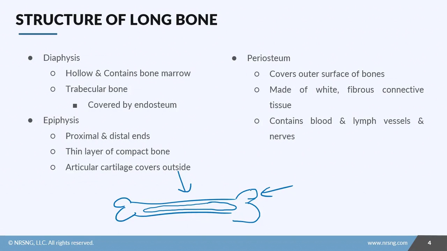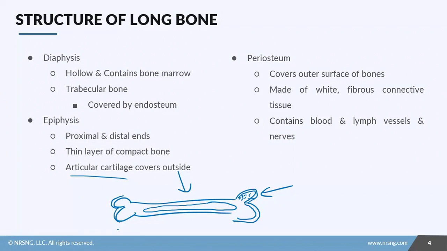In the epiphysis, you have a thin layer of compact bone on the outside, but then you also have all the trabecular and spongy bone in the middle. There's no medullary cavity in the epiphysis, so the epiphysis is just trabecular bone on the inside. The other important part about the epiphysis is that it has the articular cartilage, and that happens on the outside.